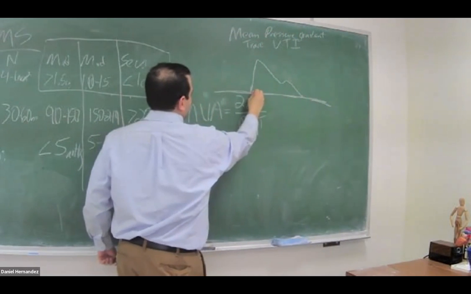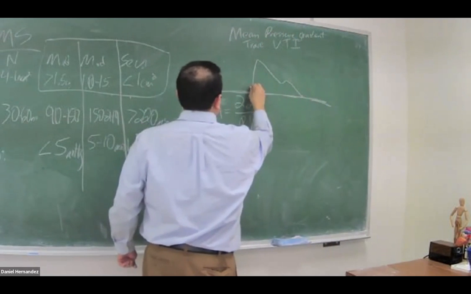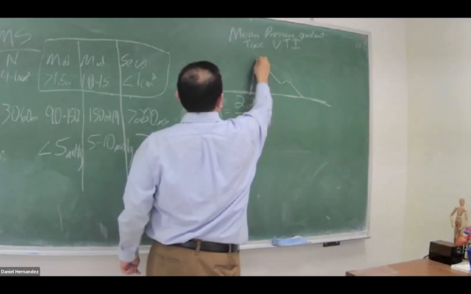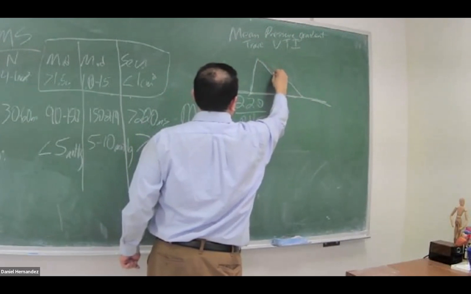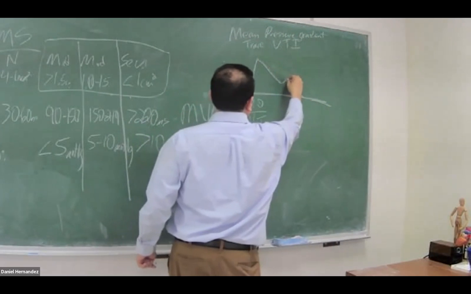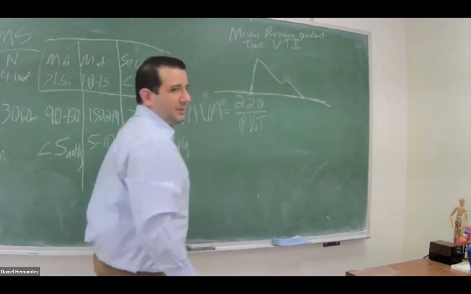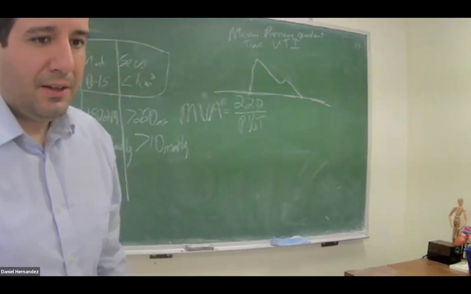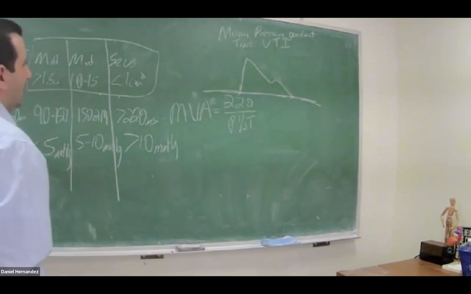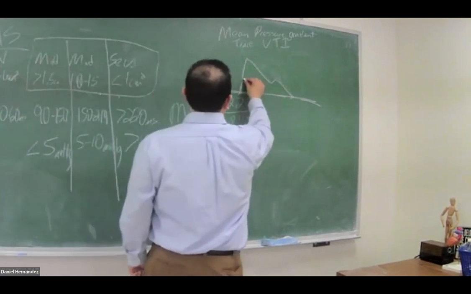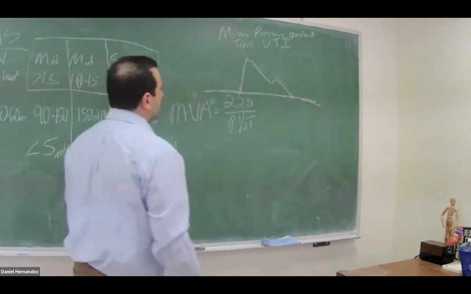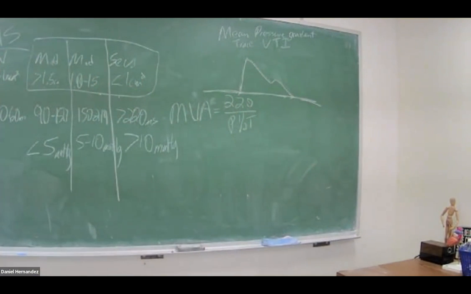Start at the baseline at the start of your wave. Trace along, trace along. Make sure you include the entire envelope all the way down to your baseline again. So tracing along the entire spectral tracing. And that's basically averaging in all the velocities that are underneath that curve to calculate your mean pressure gradient.